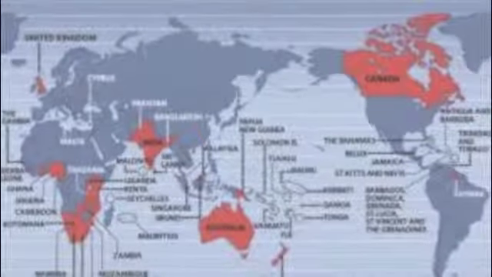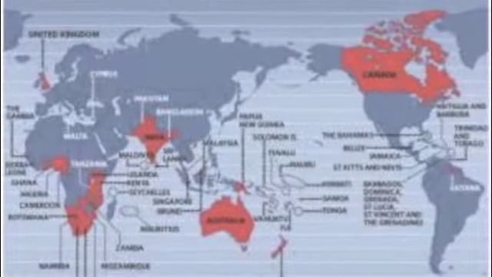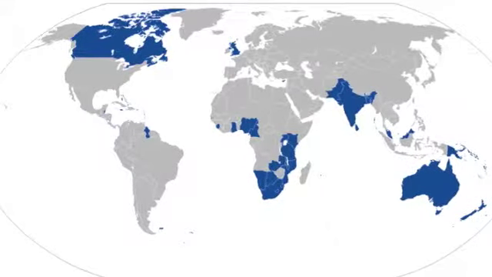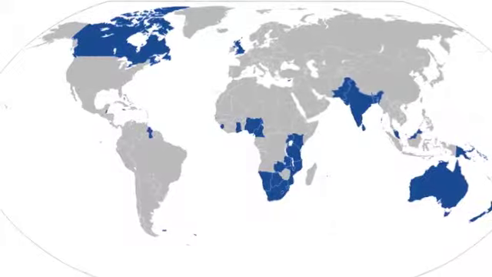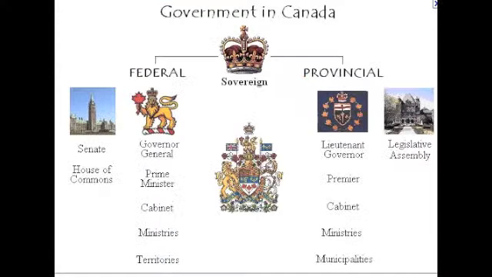Today, Canada is part of the Commonwealth of Nations, a group of 53 nations around the world that were previously under British control or influence. This chart shows how government in Canada is organized. You can see that the Queen, the crown, is at the top, but remember, it's a constitutional monarchy. She has very little control, if any at all.